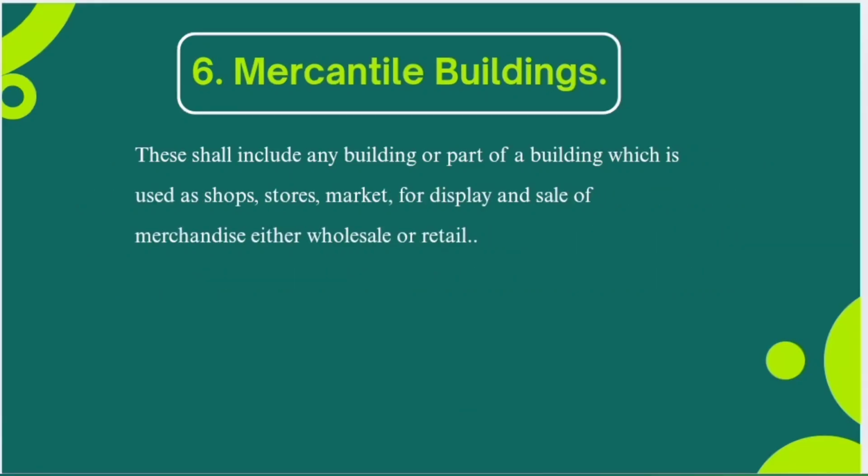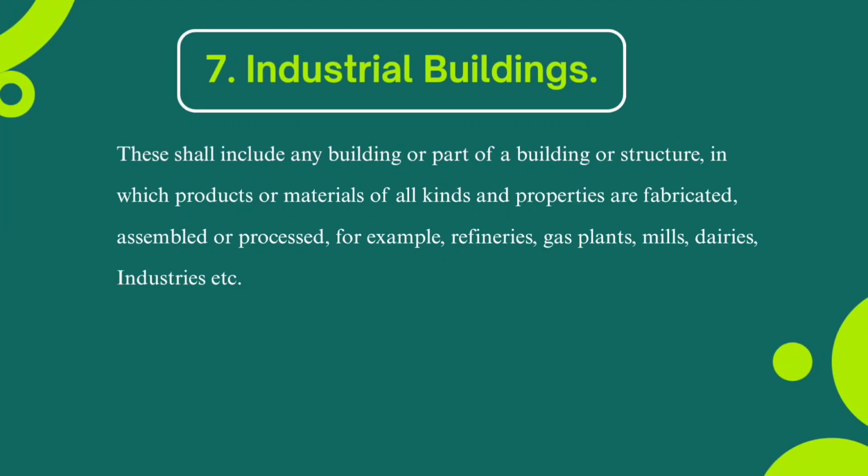Now the next type of buildings are mercantile buildings. This shall include any building or part of building which is used for shops, stores, markets, for display and sale of merchandise, either wholesale or retail. Next buildings are industrial buildings. This shall include any building or part of building or structure in which products or materials of all kinds and properties are fabricated, assembled or processed. For example, refineries, gas plants, mills, dairies, industries, etc.